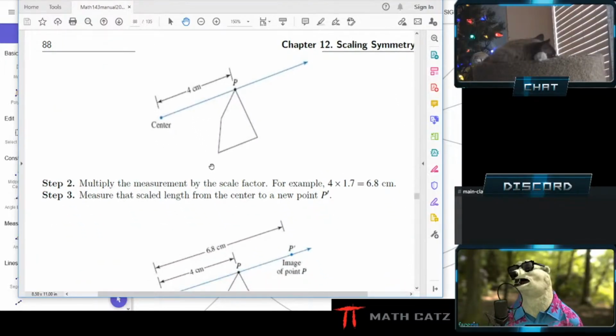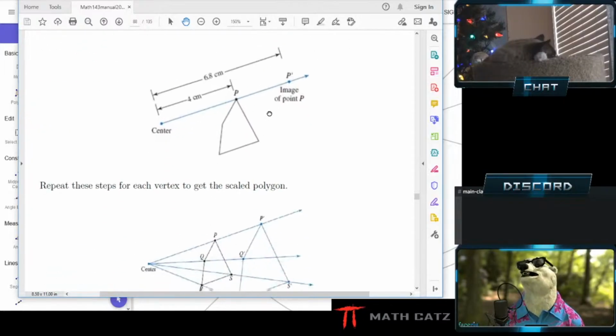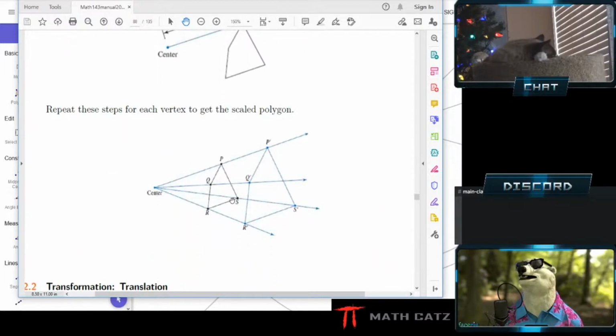Essentially it's the same, right? So here we have a quadrilateral. We pick a center there. We draw a line from the center through a vertex. We measure it. We multiply that by the scale factor. We measure that from the center, always from the center. And that's the image, the new point, the transformed vertex. And I keep doing that for all of them. And I get the larger quadrilateral, in this case 70% larger in side length.